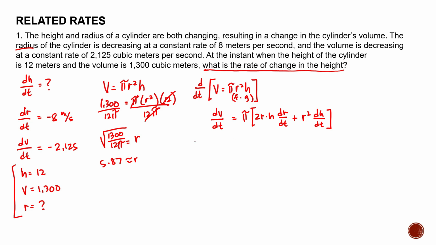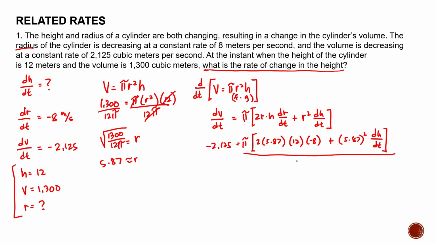Alright, now let's substitute all the given here. dv over dt is given, that's negative 2,125. Of course we have the pi, 2 times r, which is 5.87, the height is 12, dr over dt is negative 8, plus r squared, which is 5.87 squared, and then the variable that we're solving for, dh over dt. There you go. What we can do here is divide both sides by pi.